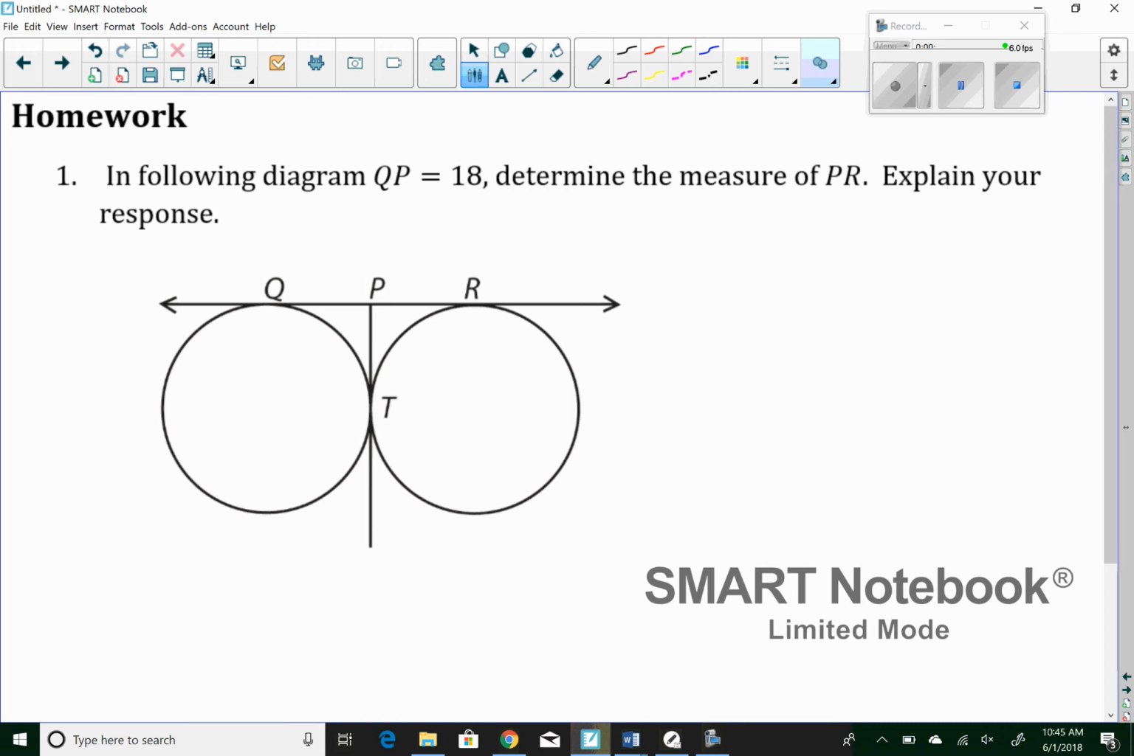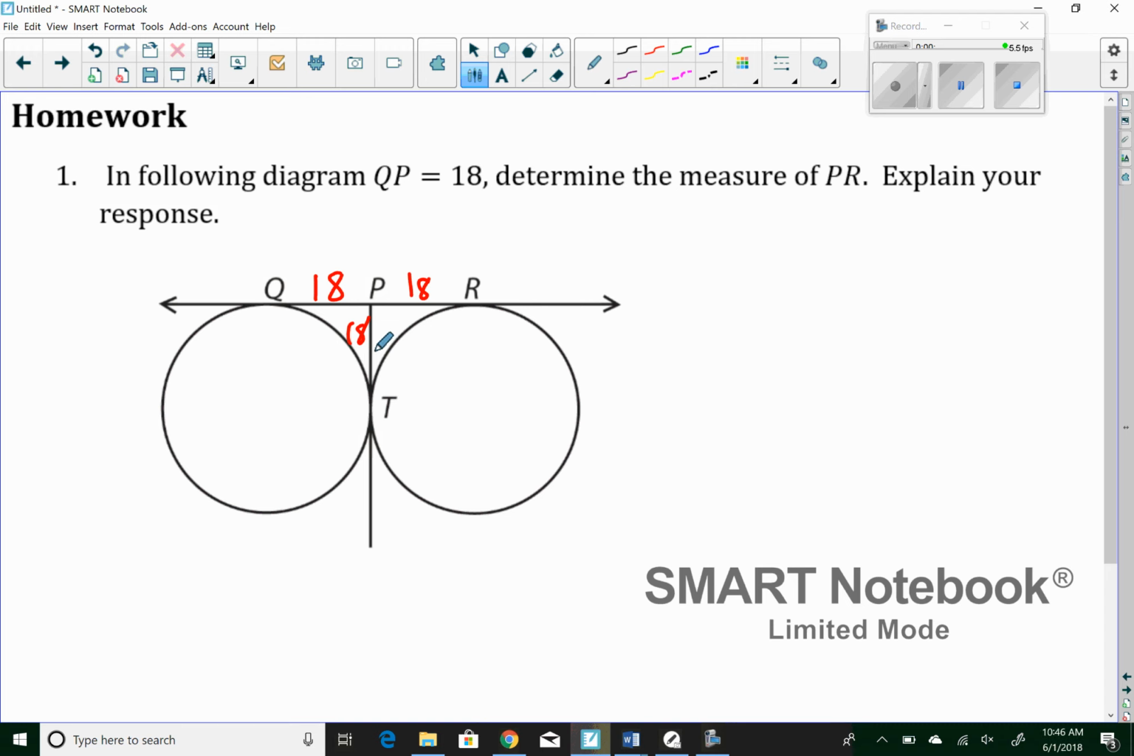So the first one says that QP is 18. If QP is 18, I know already that PT is 18 because those are two tangents tangent to the same circle at the same point. Well, if I know PT is 18, I also know PR is 18 because they're also tangents to a different circle at the same point.